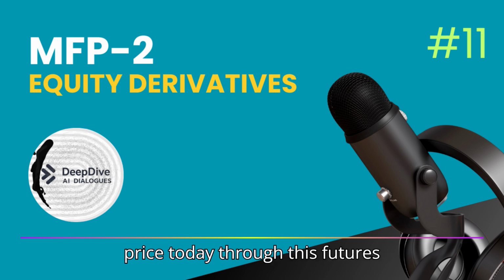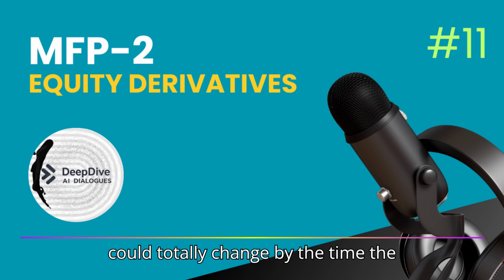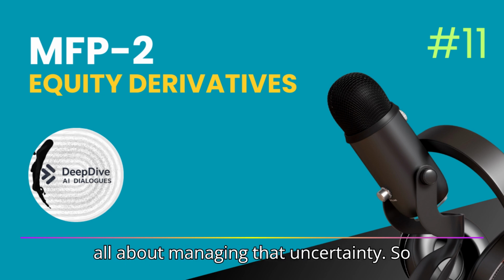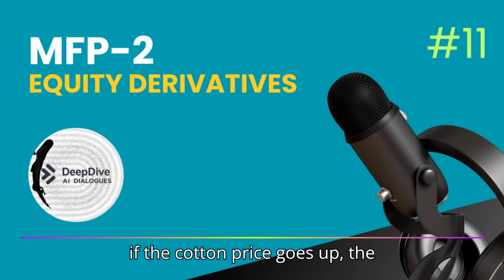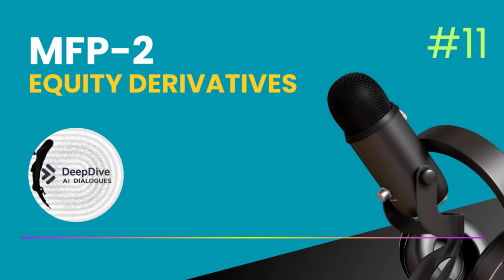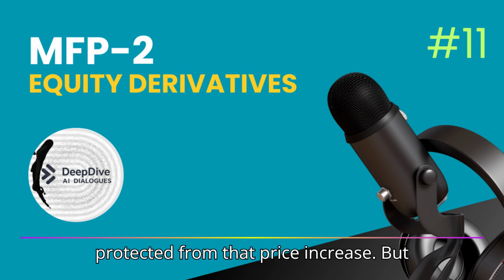So they agree on a price today through this futures contract. But of course, the market price could totally change by the time the actual exchange happens. Exactly. It's all about managing that uncertainty. So if the cotton price goes up, the manufacturer who locked in that lower price through the futures contract, they're happy, right? Absolutely. They're protected from that price increase.